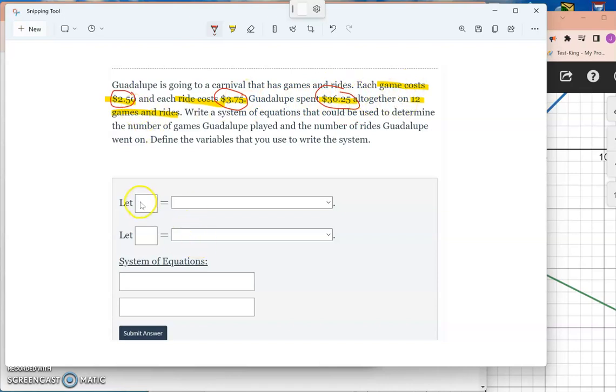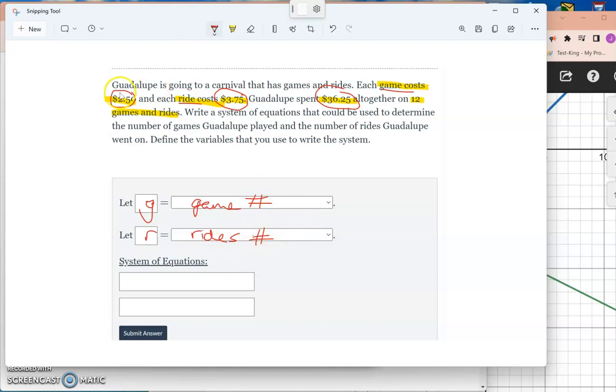So 250. So first let me define my variables. Okay, so what are the things I'm talking about? I'm talking about a game. So let's call it G. And this is the number of games. Remember, it's the number of games. All right, then the other thing is ride. So let's call that R. And this is the number of rides.